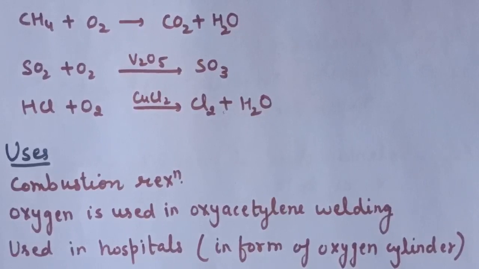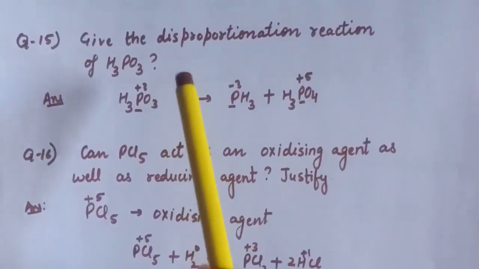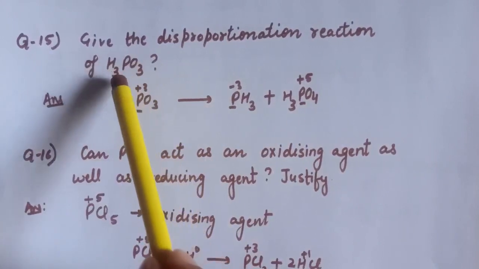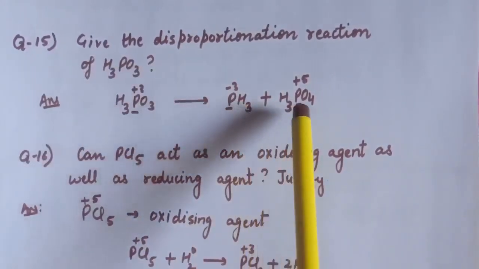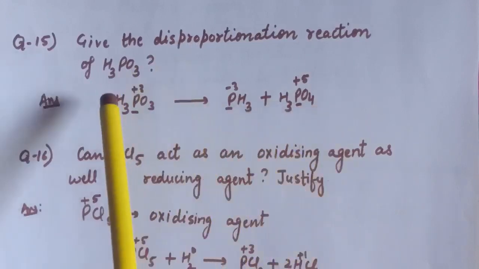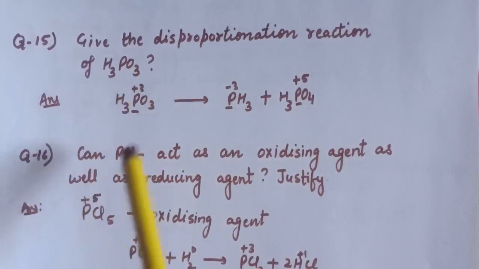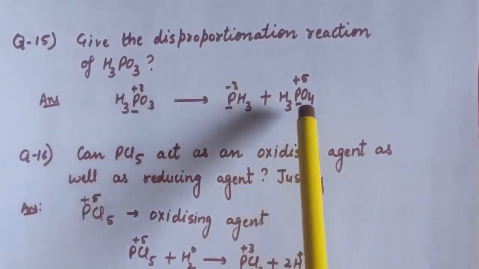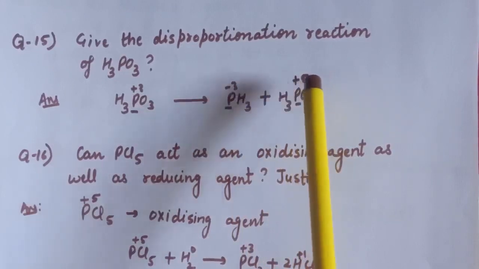Now I will be discussing the homework that I gave you in lecture number 4. The first question is, give the disproportionation reaction of H3PO3. H3PO3 is phosphorus acid. Now it will disproportionate into PH3 and H3PO4. In H3PO3, the oxidation number of phosphorus is +3, whereas in PH3 the oxidation number of phosphorus is -3, and in H3PO4 the oxidation number of phosphorus is +5.